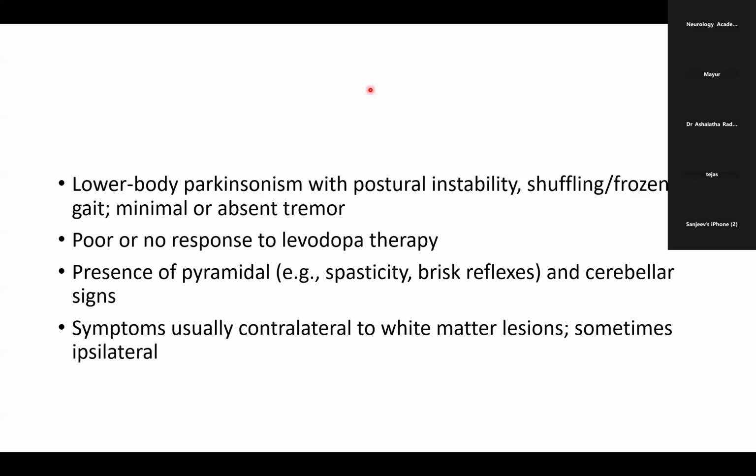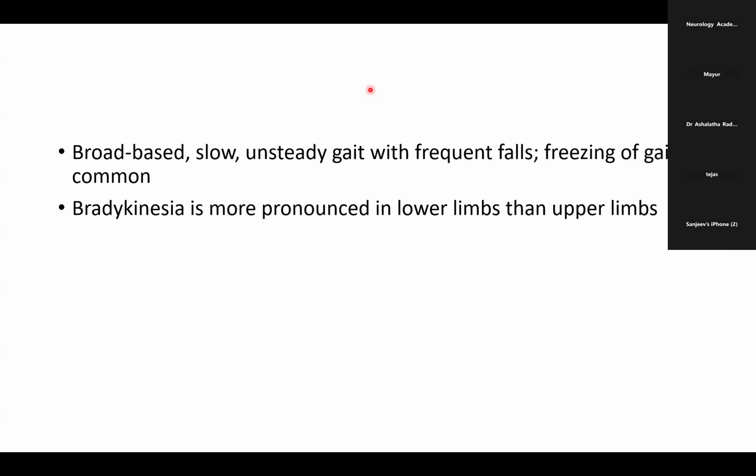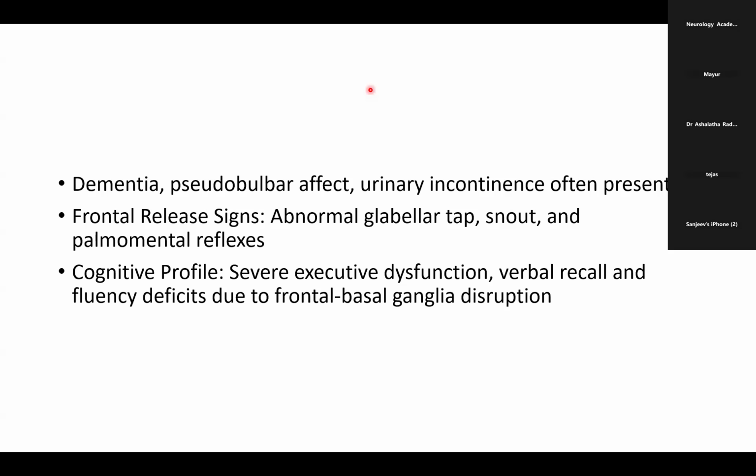Lower body Parkinsonism presents with postural instability, shuffling or frozen gait, and minimal or absent tremors. There is poor or no response to levodopa at all. Pyramidal symptoms such as spasticity, brisk reflexes, and cerebellar signs can be seen. The symptoms are usually contralateral to the white matter lesions, though sometimes ipsilateral. The gait is broad-based, slow, unsteady, with frequent falls. Freezing of gait is common in this condition. Bradykinesia is more pronounced in the lower limbs than upper limbs.